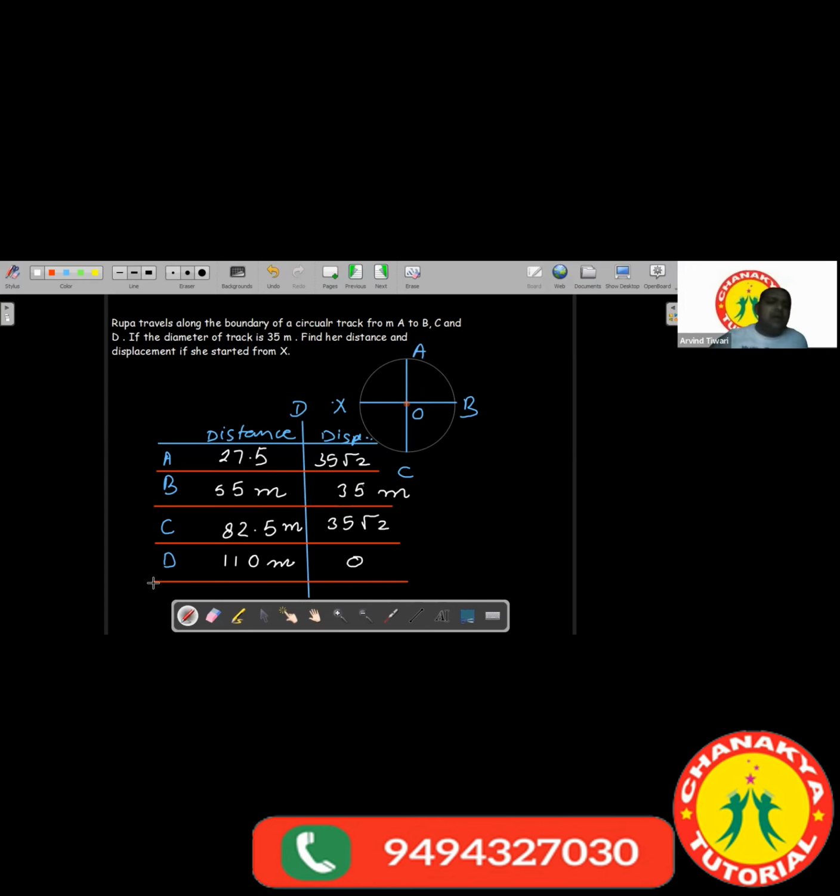So I think we now understand everything about distance and displacement. Distance is the length of the actual path traveled. The displacement is the shortest path between the initial and final positions. Now we try to list out the differences between distance and displacement.